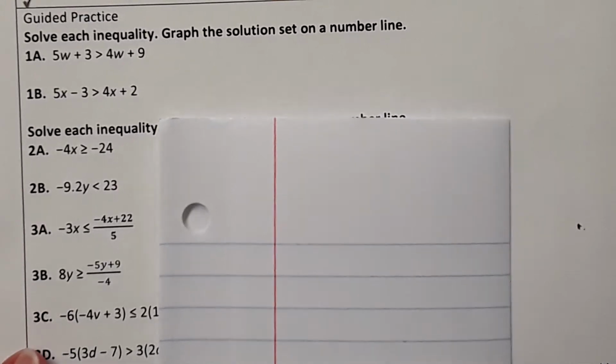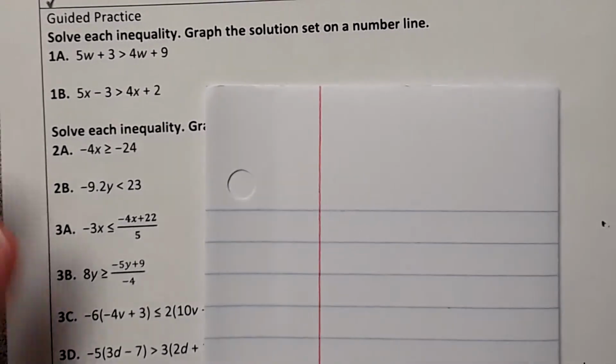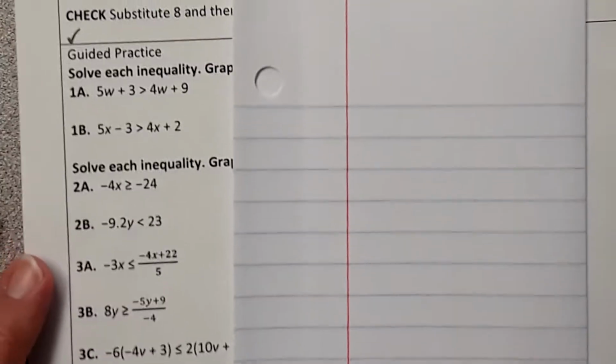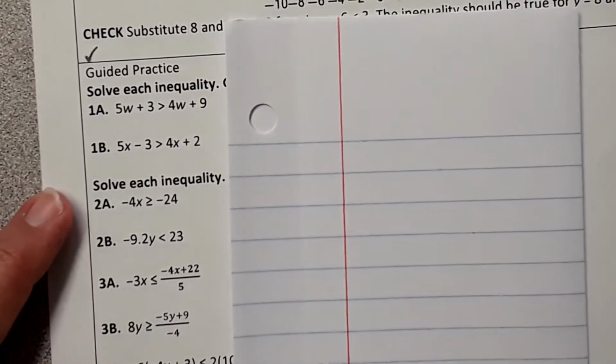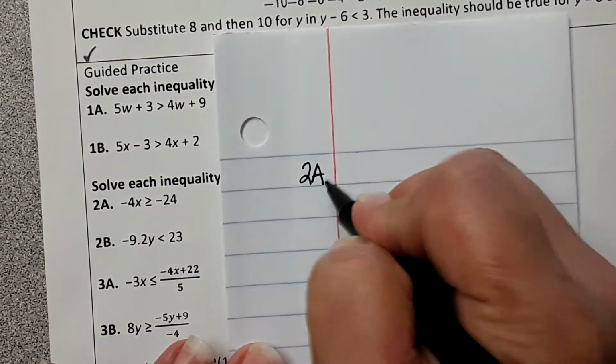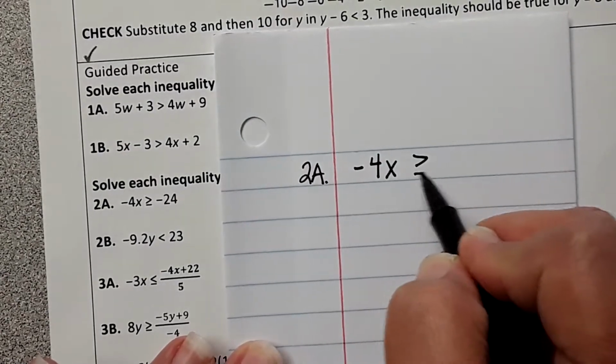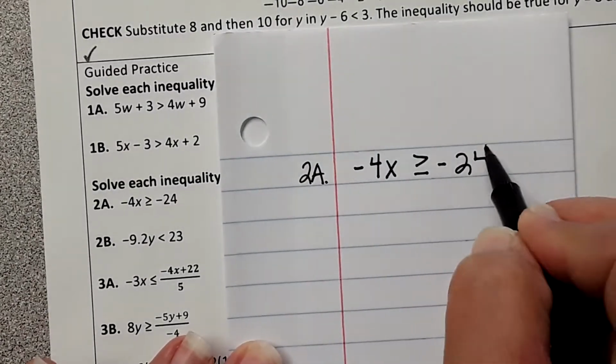Okay, guys, we're going to do part 2. What I'm going to do is write the example on the paper because I just don't have enough room and I write too big. So we're going to do example 2a. I have negative 4x is greater than or equal to negative 24.